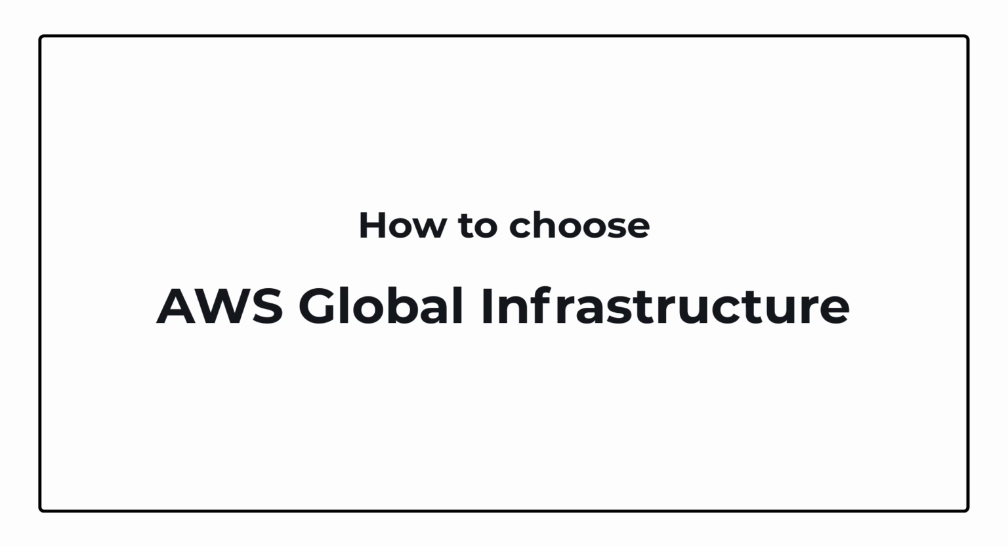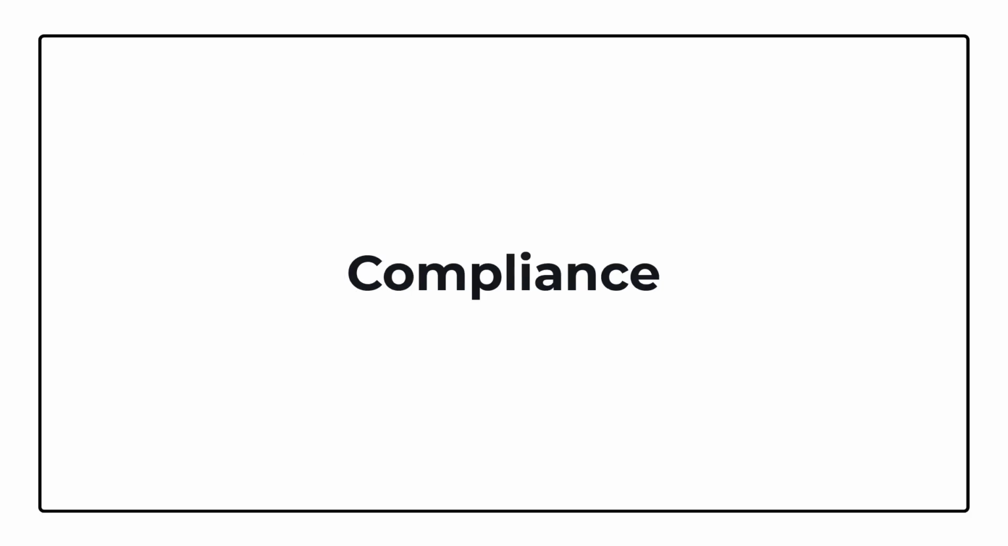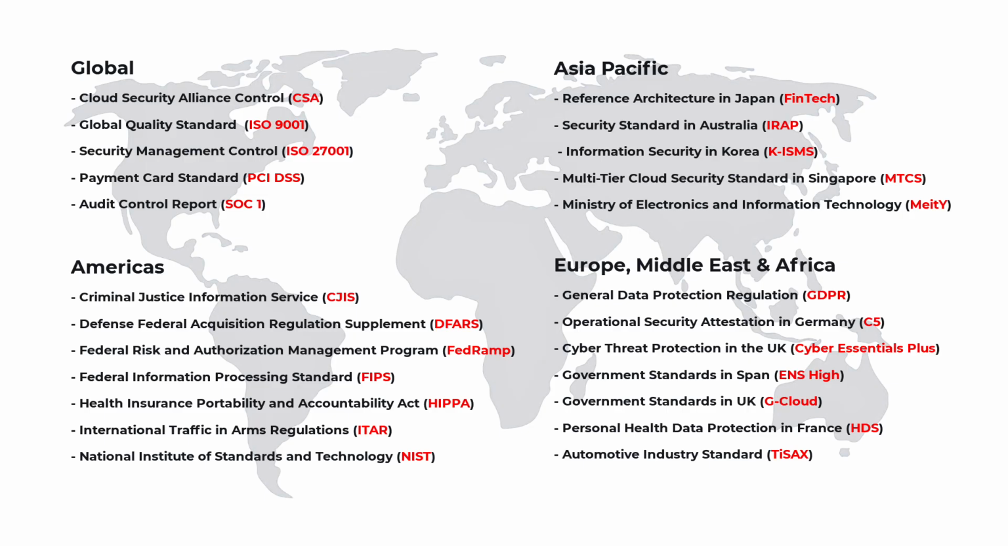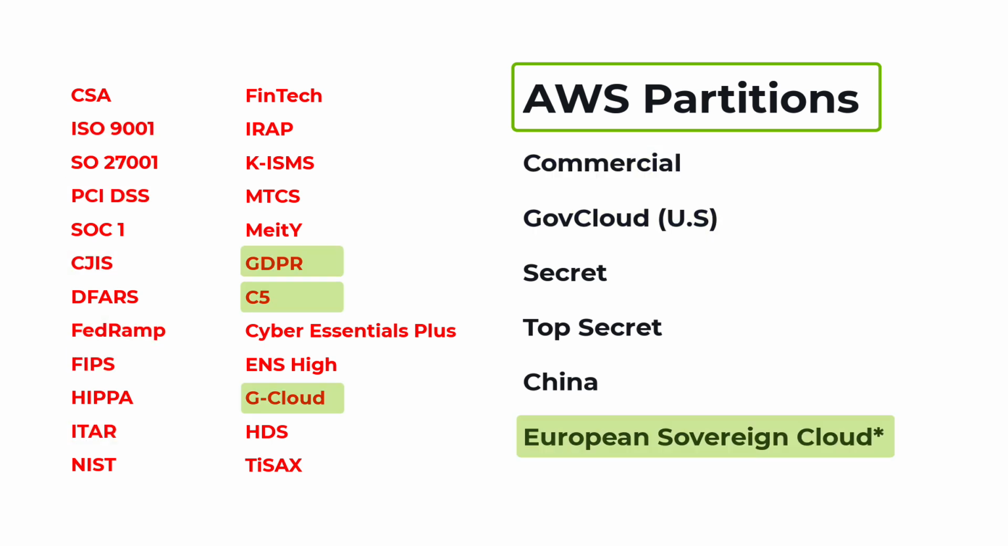In this session, I'm going to discuss 5 things to consider when deciding on AWS Global Infrastructure. First thing to consider is your compliance requirements. Depending on the country and industry, your application needs to comply with certain laws and regulations. Based on this, you can select which AWS partition is right for you.